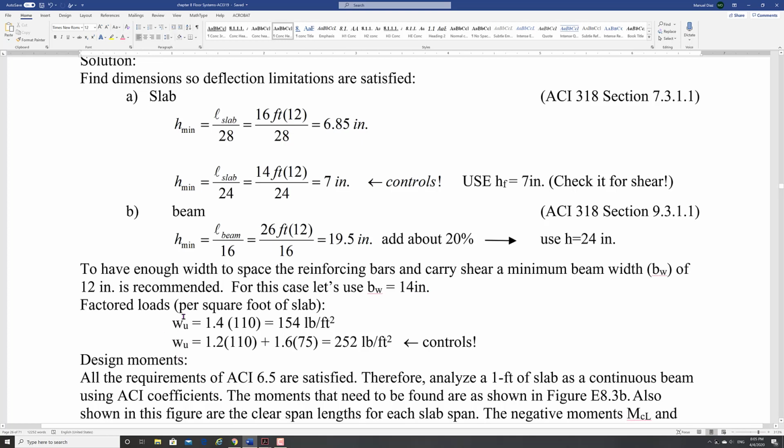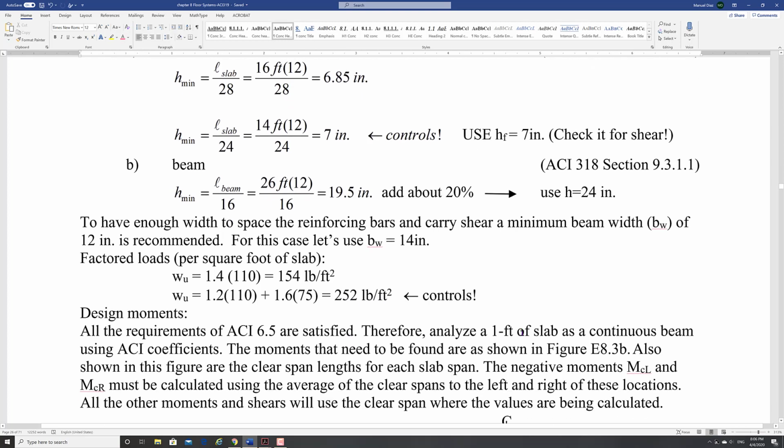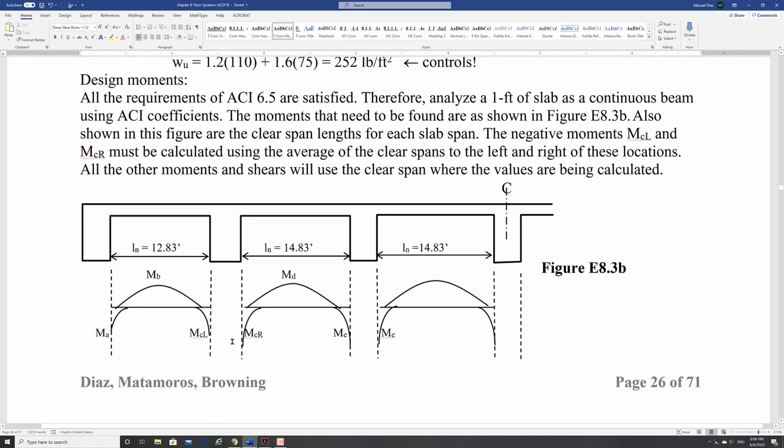All right, factored loads. I got the two combinations, the 1.4D and then the 1.2 and 1.6. That one controls. So now I have a load of 252 pounds per square foot. That's the total factored load on this floor. For my slab, I'm going to multiply that times 1 foot, remember, and that becomes 252 pounds per foot. Then I'm going to use my coefficients and plot my moments.